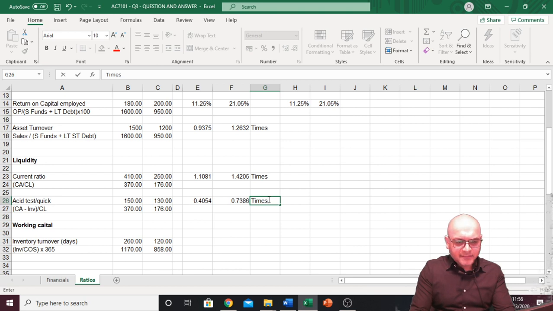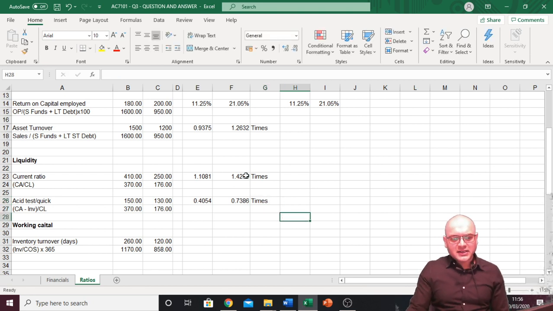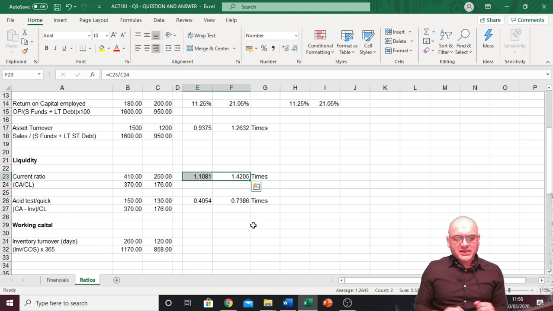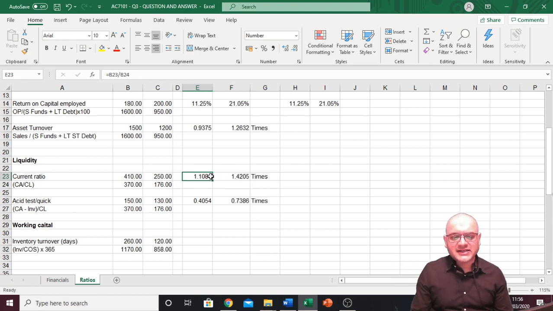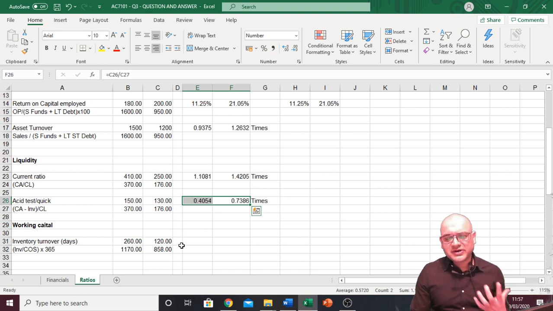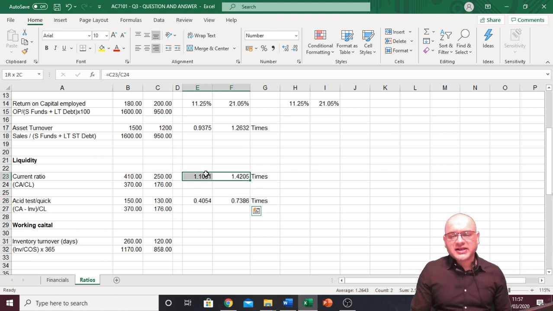So what we can see from liquidity is that the company's ability to generate cash and pay bills has also declined. Last year their current assets were 1.42 compared to every £1 of current liability. This year it has gone down to 1.1. Quick ratio, or acid test ratio, last year was 0.7, this year is 0.4. Quite a significant decrease. So the current ratio shows the company's ability to pay short-term bills.